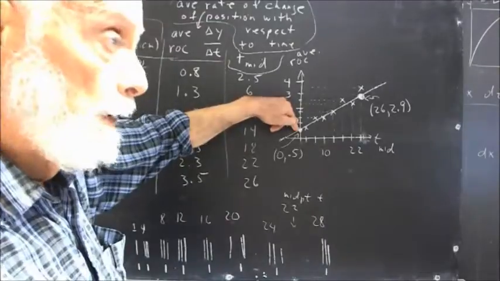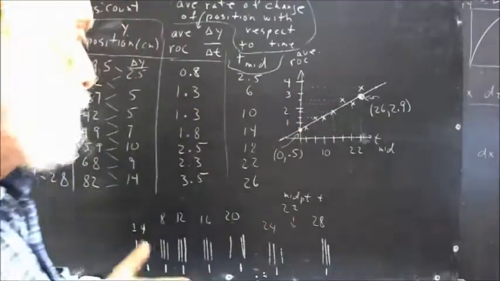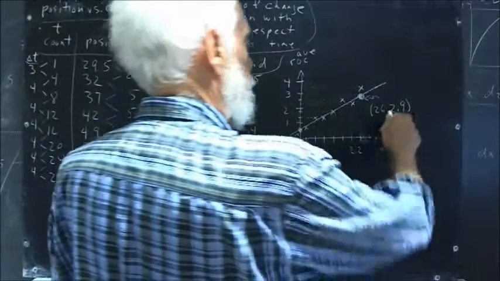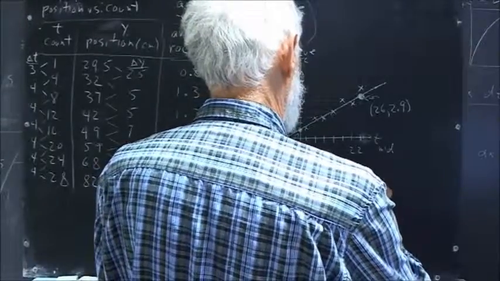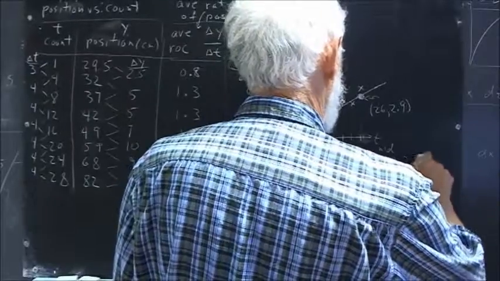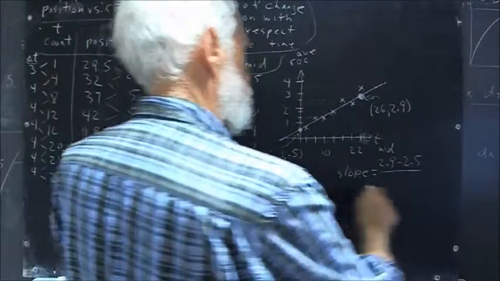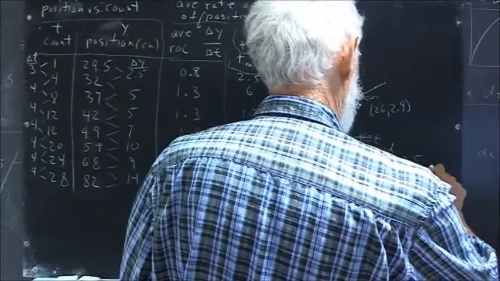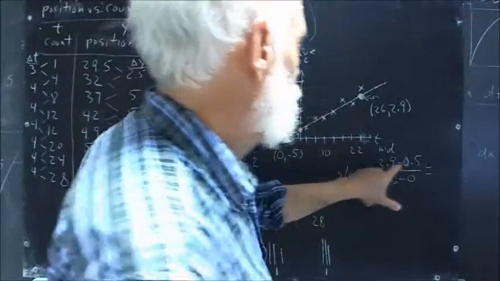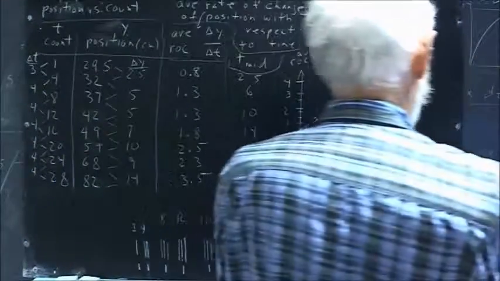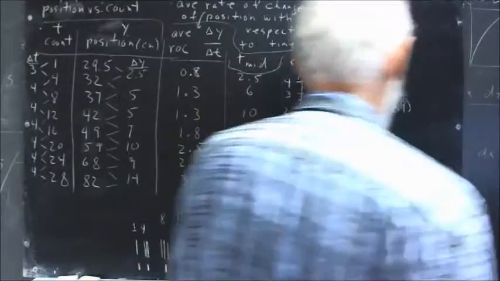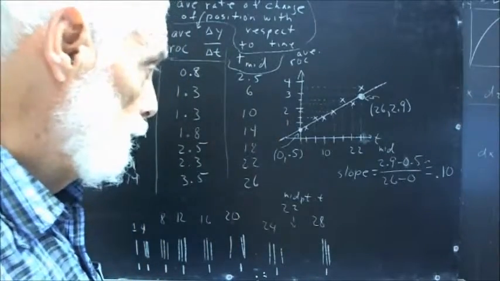Now, using these points, I can estimate the slope. I've already estimated the y-intercept, and I'm not going to go through the details of that. We've seen that on previous videos. The rise is from 0.5 to 2.9. So it looks like the slope is 2.9 minus 0.5, not 2.5, over 26 minus 0. So it looks like 2.4 over 26, and that's pretty close to 0.1, pretty close to 0.10. And it actually, I think, rounds off to 0.10.